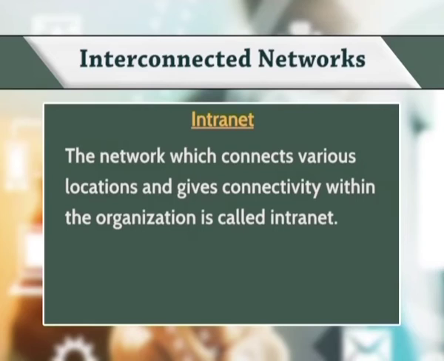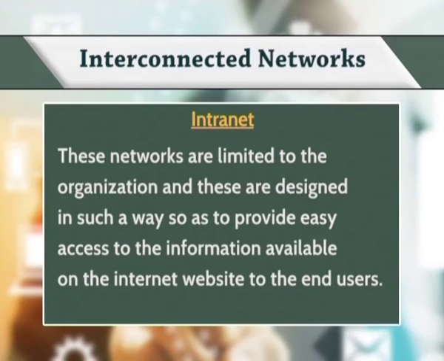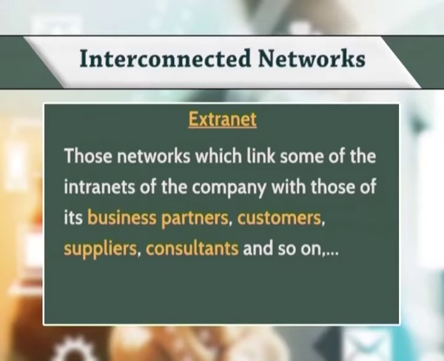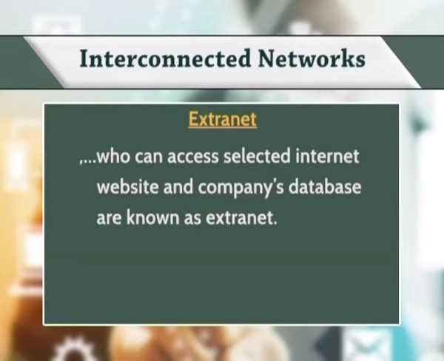Interconnected networks. Intranet: the network which connects various locations and gives connectivity within the organization is called an intranet. These networks are limited to the organization and are designed in such a way as to provide easy access to the information available on the internet website to the end user. Extranet: extranets are those networks which link some of the internals of the companies with those of their business partners, customers, suppliers, consultants and so on, who can access selected internet websites and the company's database.